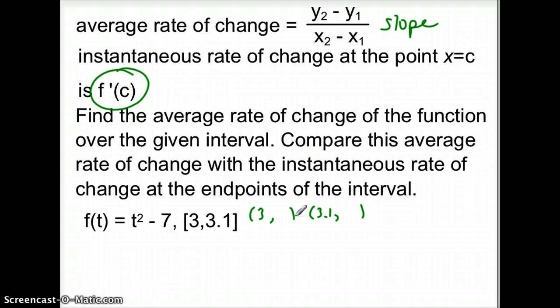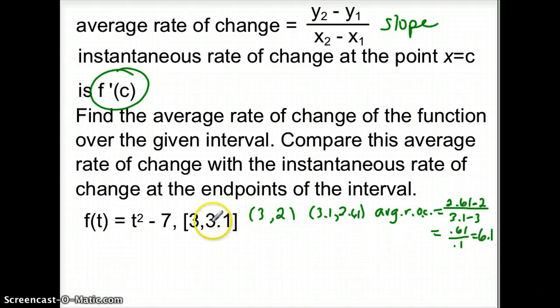So 3 squared minus 7 is 9 minus 7, which is 2. 3.1 squared minus 7 is 2.61. So the average rate of change, called the average ROC, is 2.61 minus 2 all over 3.1 minus 3. So 0.61 divided by 0.1. That's the average rate of change in this interval of f. Now let's take the derivative. Oops, that's an x. I mean, that's a t, not an x.